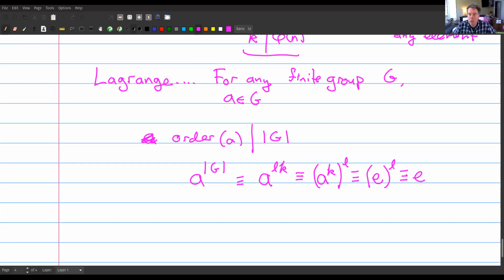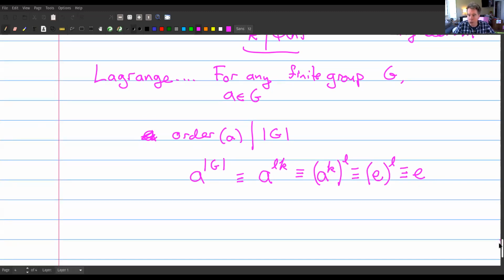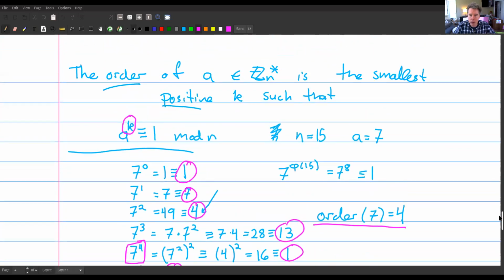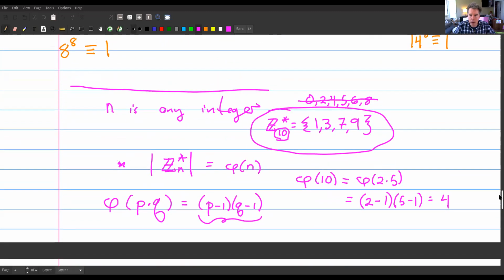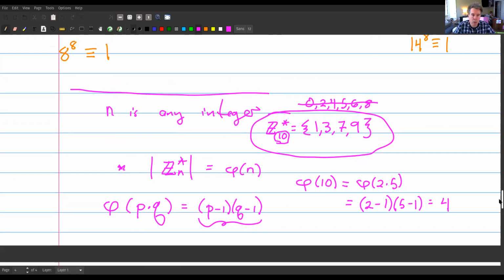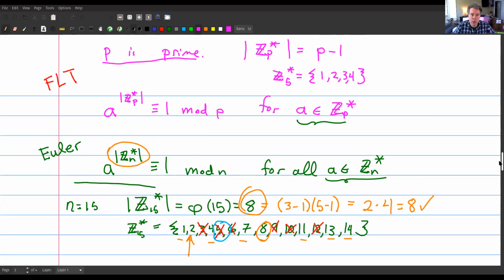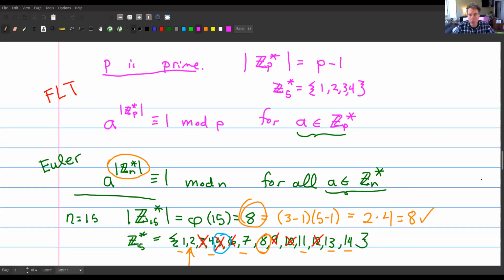And I think I've really gone too far probably, so I'm not going to do the proof. But there's a beautiful proof of this, and once you prove Lagrange's theorem, it goes all the way down. So Lagrange's theorem, if you can prove that, proves Euler's theorem because this is an example of a finite group. But then once you prove Euler's theorem, that proves Fermat's little theorem, because Fermat's little theorem is just a special case of Euler's theorem where n is prime.